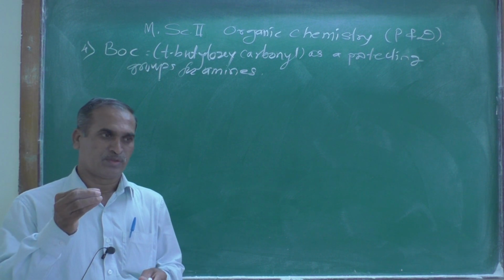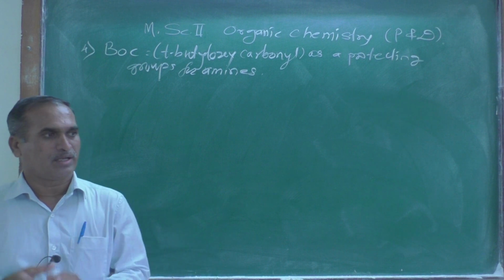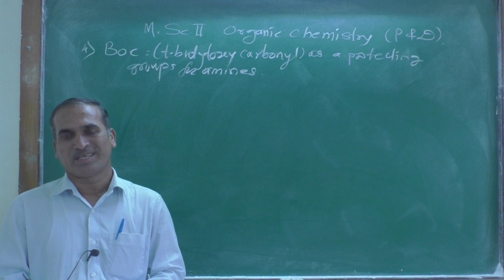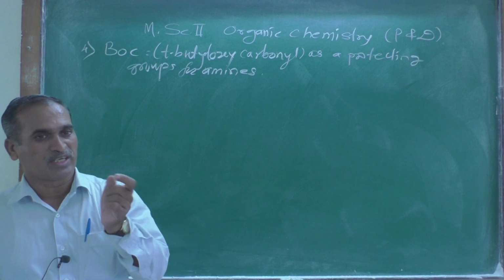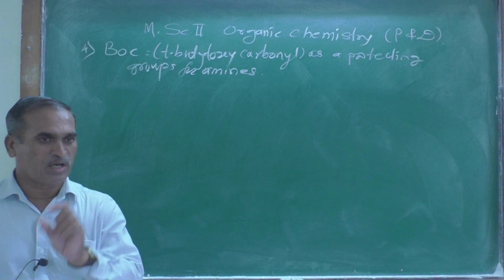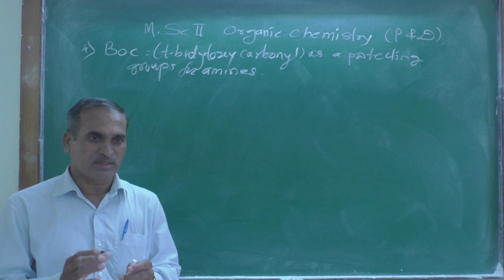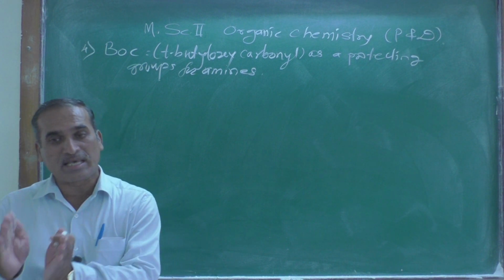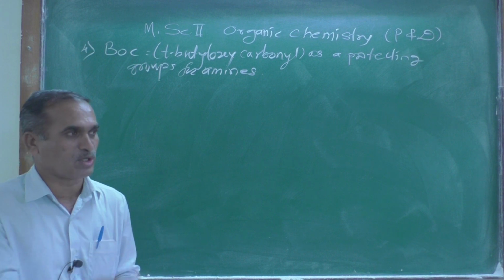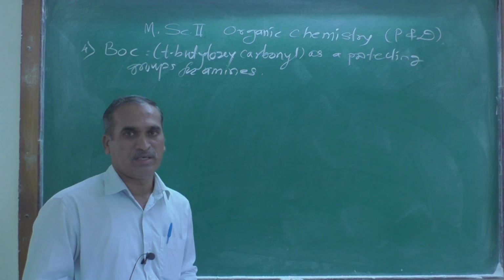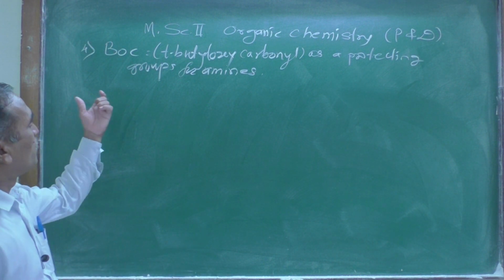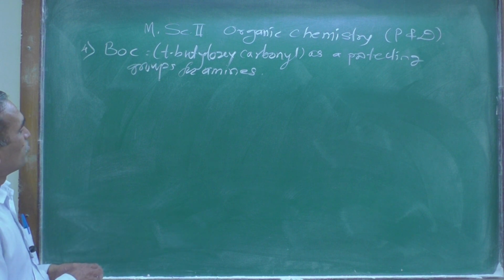So the main objective of the protecting group is to decrease the reactivity of that particular functional group and to get the desired products. So that is the main purpose of protection and deprotection. So let's begin with the fourth one, that is Boc.